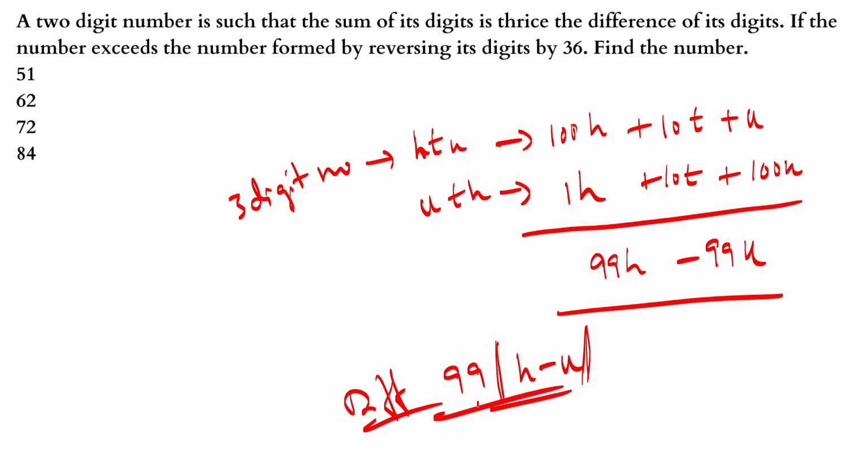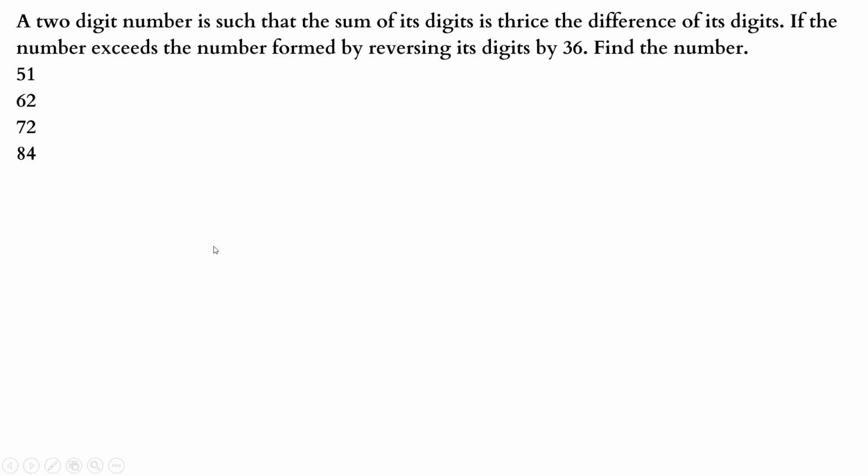This concept can be applied to any number of digits, right? If it were a 5-digit number, if it were a 99-digit number, it can be applied anywhere. Let's solve this question now. A 2-digit number is such that the sum of its digits is thrice the difference of its digits. If the number exceeds the number formed by reversing its digits by 36, find the number.